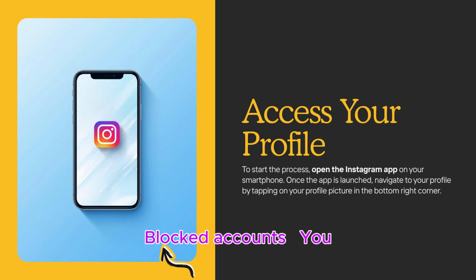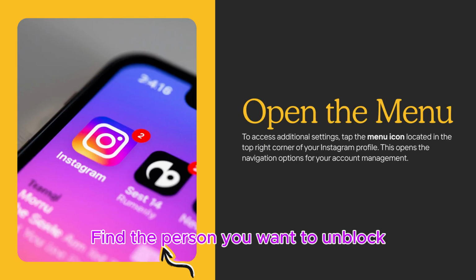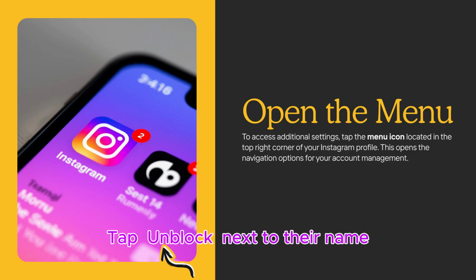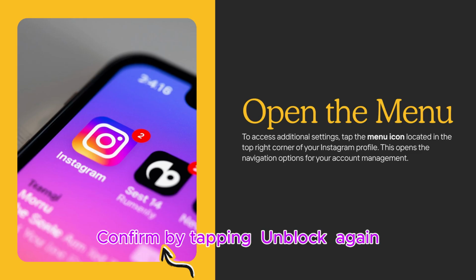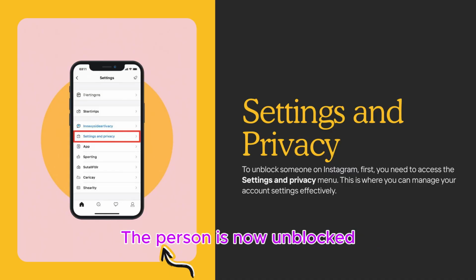Tap Blocked Accounts. You will see a list of all users you have blocked. Find the person you want to unblock. Tap Unblock next to their name, confirm by tapping Unblock again. The person is now unblocked and can see your profile and interact with you.